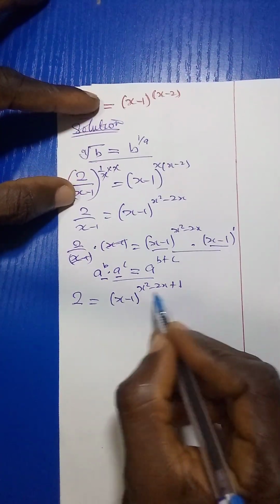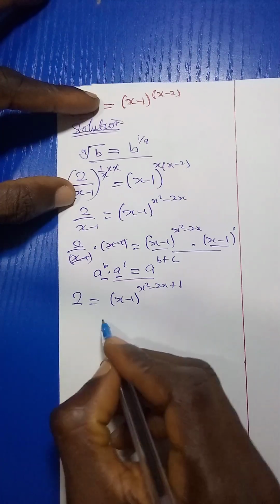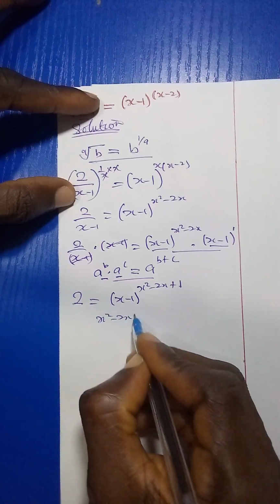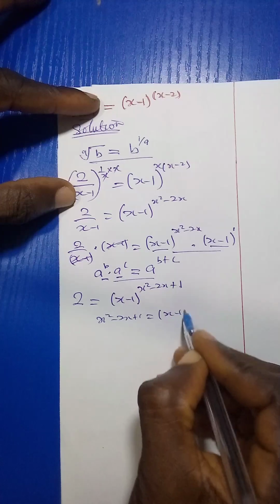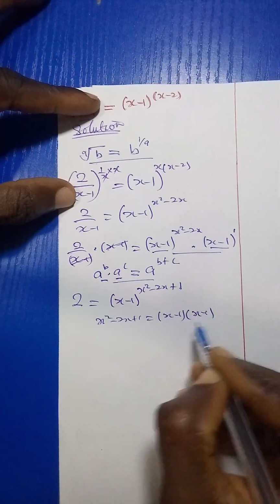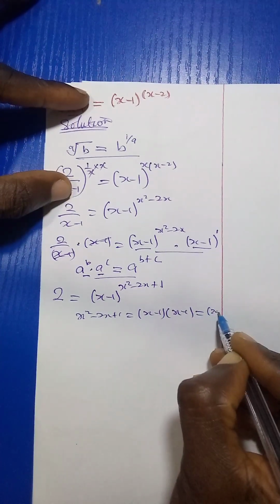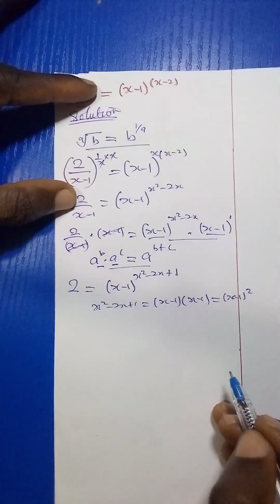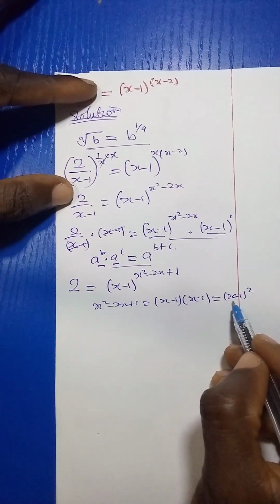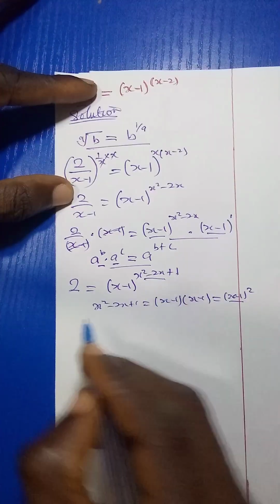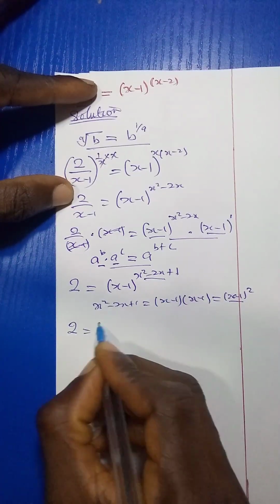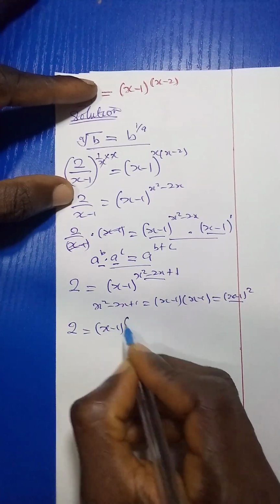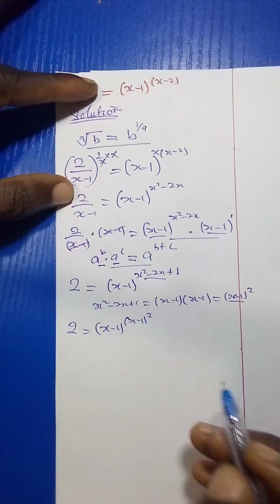Now, I can factorize this quadratic expression. If I factorize it, that is x squared minus 2x plus 1, I will have x minus 1 times x minus 1, which is x minus 1 squared. Sorry for crossing this line. Now, I will need to put this in place of this. So it becomes 2 is equal to x minus 1 to power x minus 1 squared.